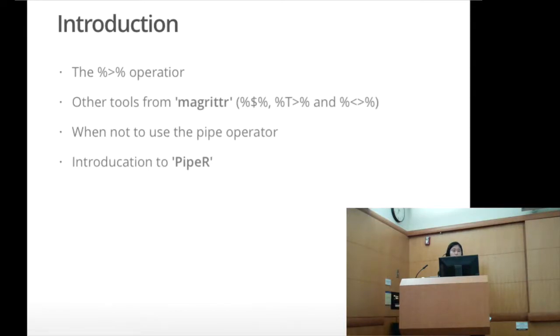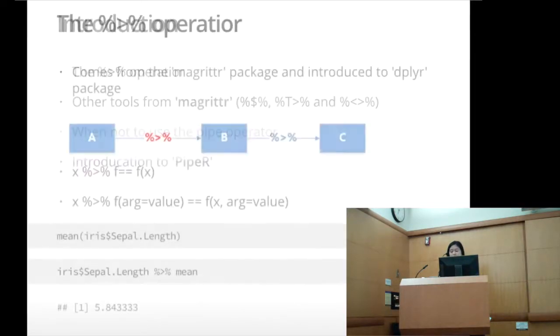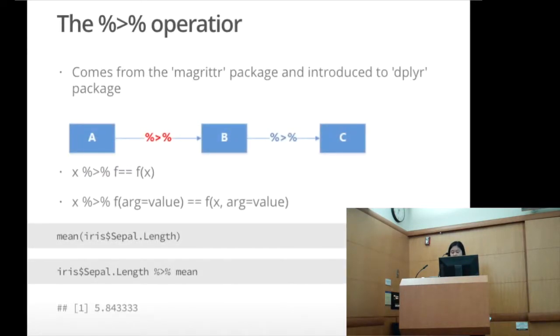This is what I'm going to talk about today. The magrittr package, or the forward pipeline package, is extremely easy to use. I will give you a brief introduction, and I think that's good enough for you to play with it by yourself at the end of the day.